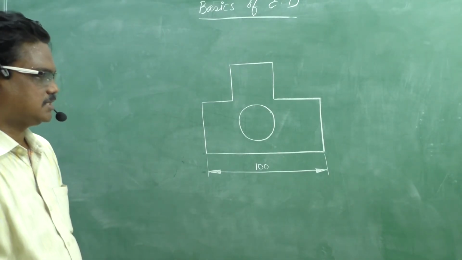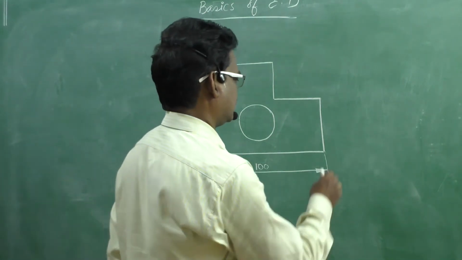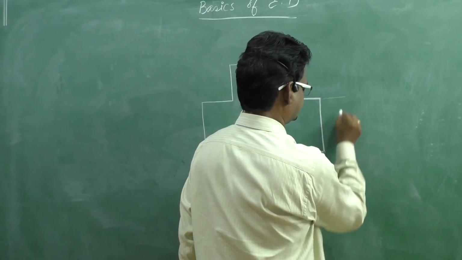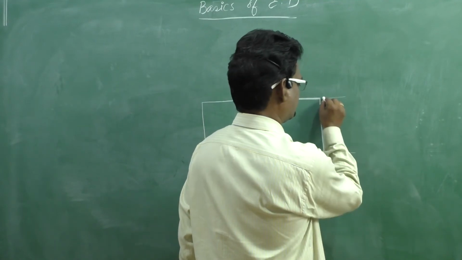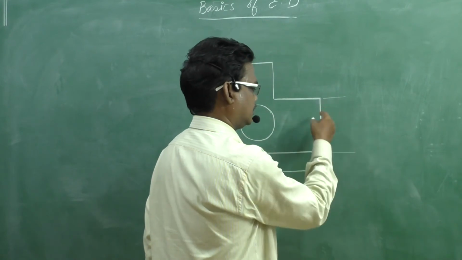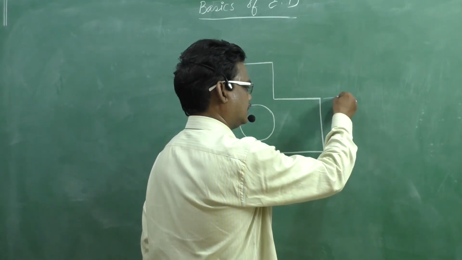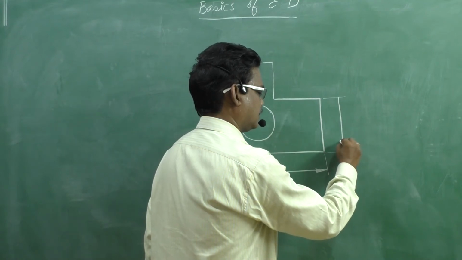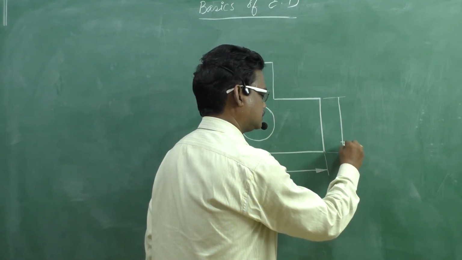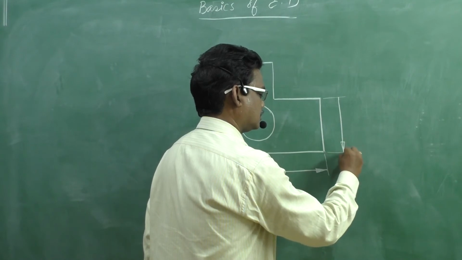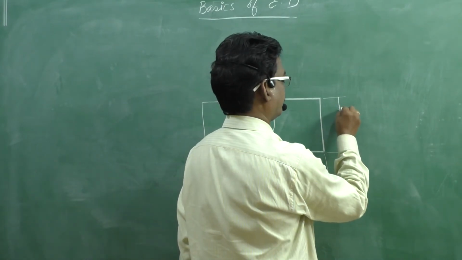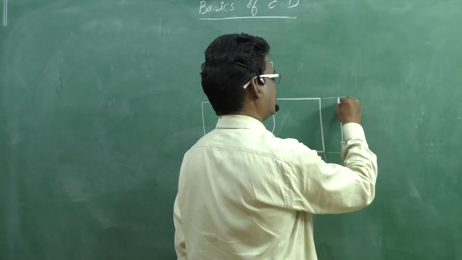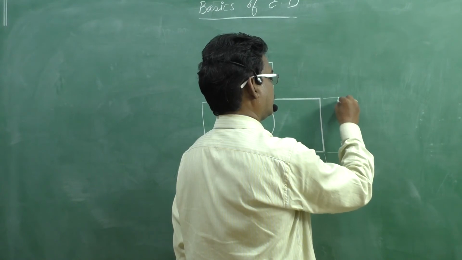Now we will see how we can give the dimensioning of a vertical line. Now see, parallel to this, first draw the extension line. After that, parallel to the vertical line at a distance of 10 mm, draw the dimension line. After that, draw the arrowheads, right? And you need to darken them.